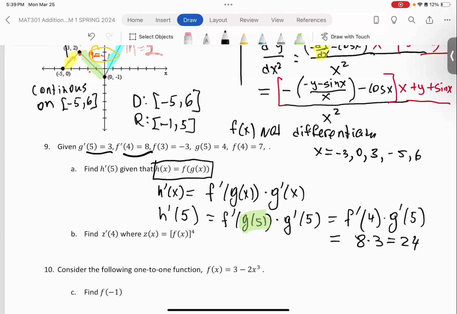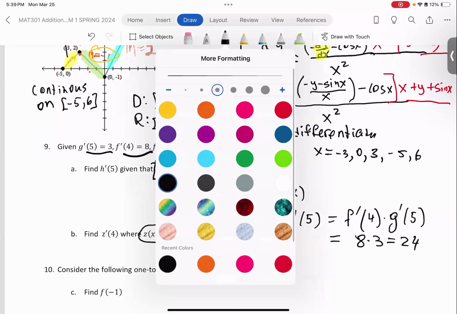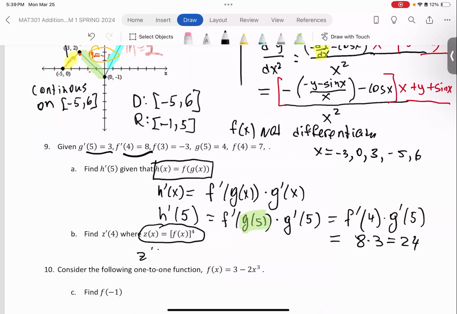What about this one? What rule do we use here to differentiate? Another chain rule. So then z prime of x is going to be, you put 4 on the outside, then you have f of x, and then to the power of 3. So you use the power rule, and the chain rule is the one that will dominate that.